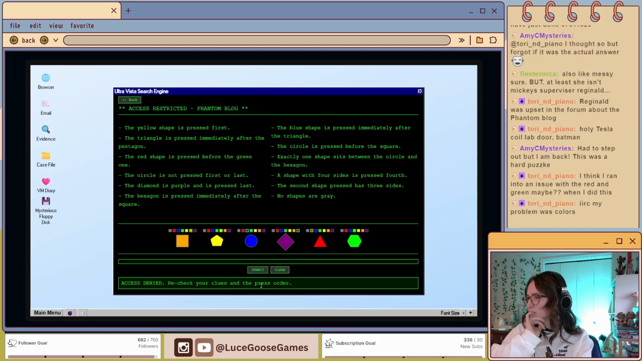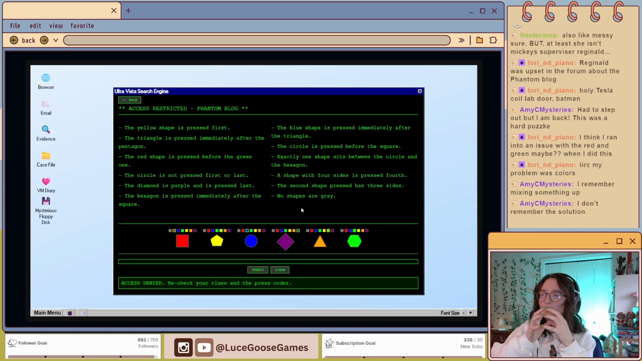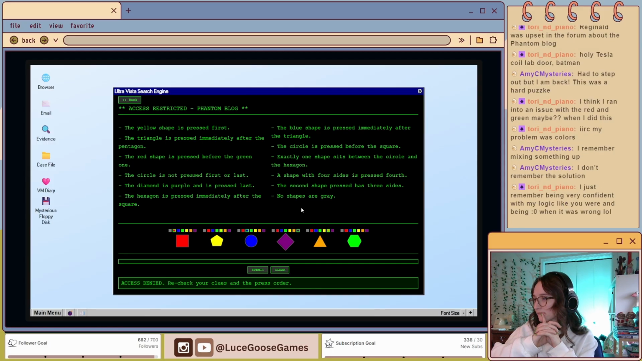No. Okay, I'm gonna put these back. Ran into an issue with the red and the green. Yeah, I think because it's not saying it's pressed immediately before the green, all I know is that it's prior to the green, and my green one is in the 5th position. Yeah, exactly.